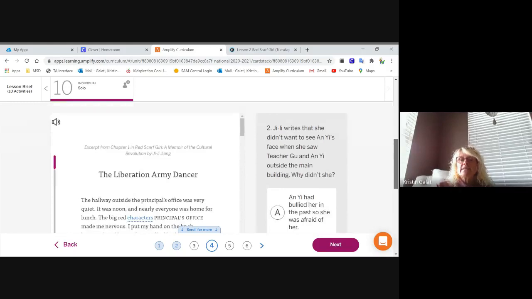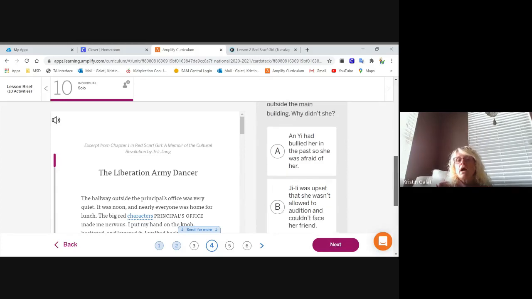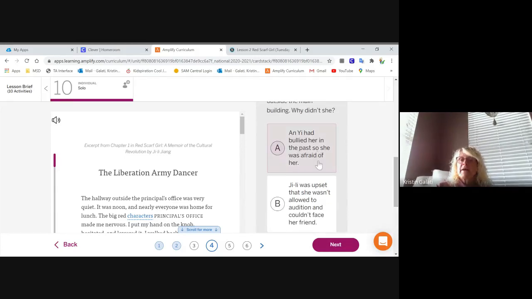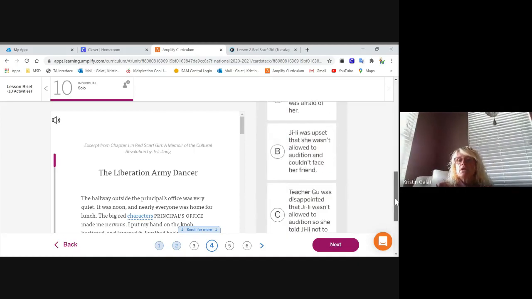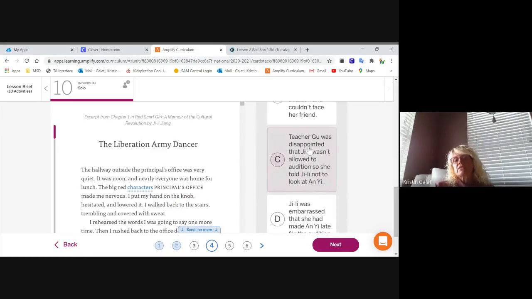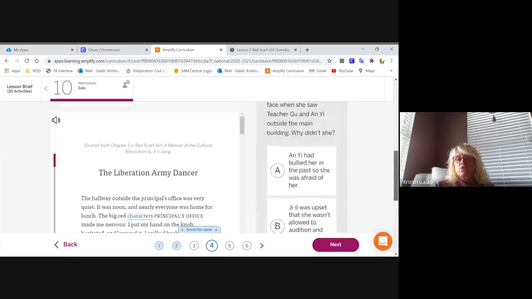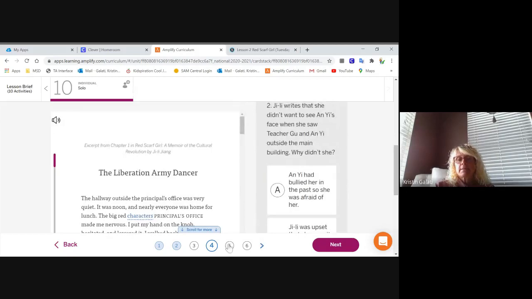Ji Lee writes that she didn't want to see Anyi's face when she saw Teacher Gu and Anyi outside the main building. Why didn't she? Anyi had bullied her in the past, so she was afraid of her. Ji Lee was upset that she wasn't allowed to audition and couldn't face her friend. Teacher Gu was disappointed that Ji Lee wasn't allowed to audition, so she told Ji Lee not to look at Anyi. Ji Lee was embarrassed that she had made Anyi late for the audition. Click the correct one and click next.